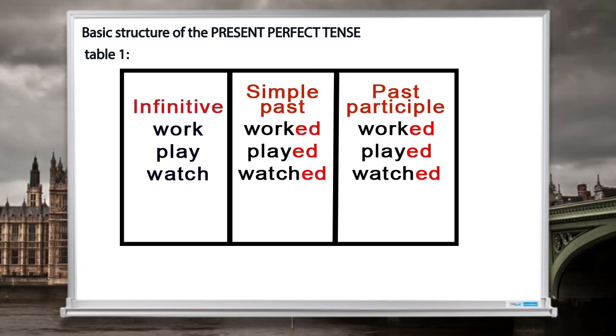In the first column, we have the infinitive form of the verbs: work, play, watch. Next one is simple past, where work becomes worked and it's the same for the past participle. Play becomes played and it's the same for the past participle. Watch is watched in the simple past and it's the same for the past participle.